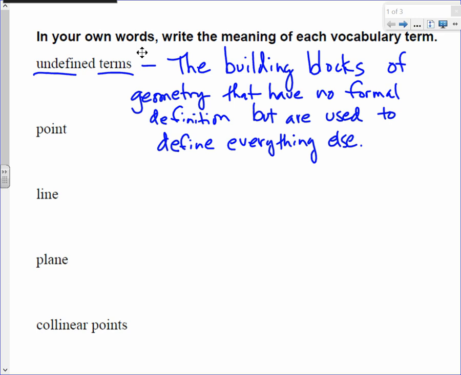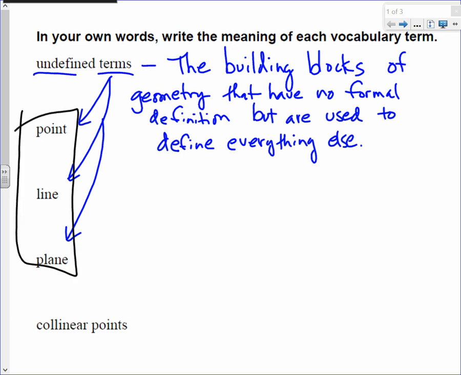The undefined terms are, ready? A point, a line, and a plane. There's just three of them. Now, a plane is not an airplane. I'm going to go over what a plane is. It's on the other side of the paper I just gave you. But a point, a line, and a plane are your three undefined terms, your starting points in geometry, that we're going to use to define everything else in geometry.